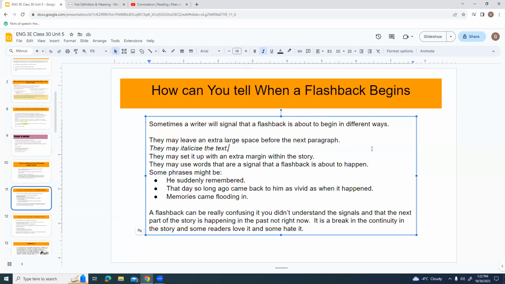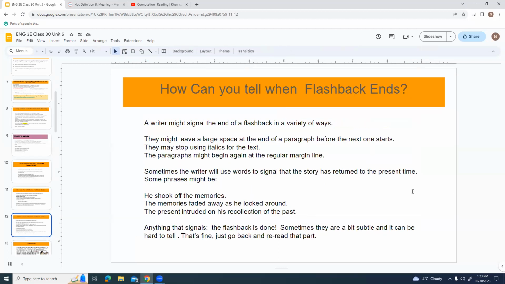Some readers love them, some readers really hate them. It's fine if you're one of those. I think that sometimes the reason people hate them is they didn't realize they were happening, so they just found the story confusing. Now, flashbacks don't go on forever. They always end at some point.